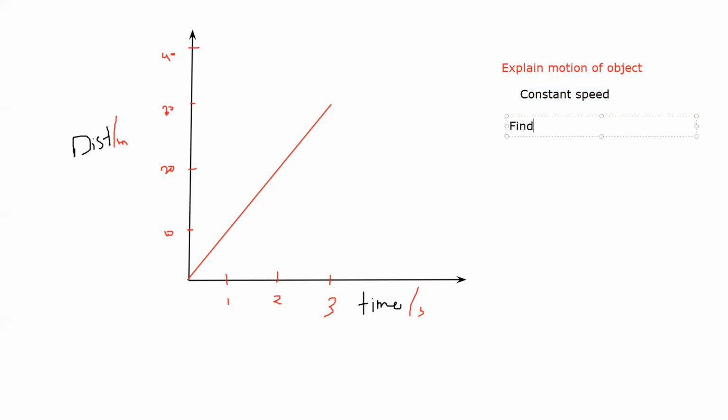Then find the speed, find the average speed of the object after 3 seconds. If you want the average speed, it is the total distance divided by total time. So after 3 seconds, this object covered a distance of 30 meters.